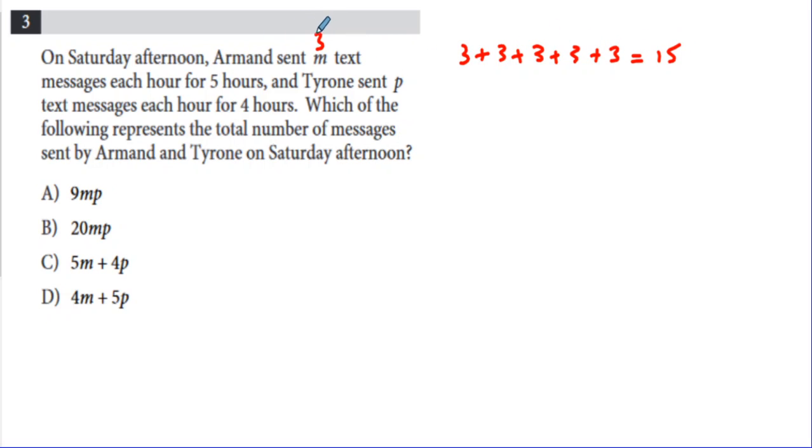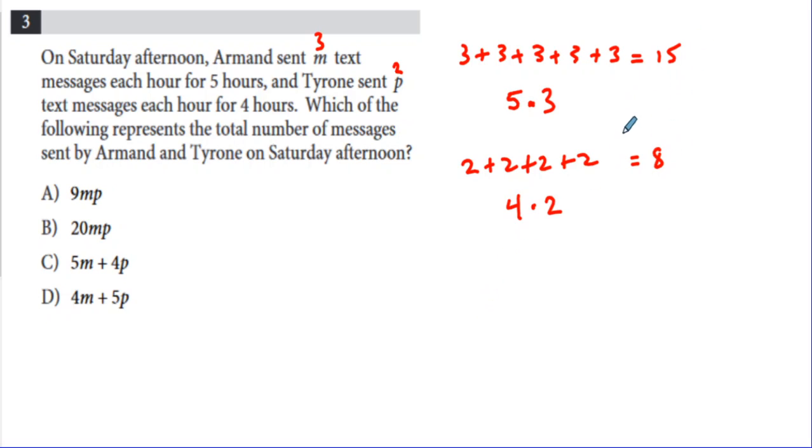So 3 plus 3 plus 3 plus 3 is 15, right? So it looks like an easier way to get that would just have been to do 3 times 5, right? So I can say if I take the number of hours times the fact that he sent 3 text messages, that's a good way to figure out how many Armand sent, right? I can do the same thing with Tyrone. If Tyrone is sending P messages every hour for 4 hours, and I'm going to say that he's sending 2 messages every hour, well, he's going to send 2 plus 2 plus 2 plus 2, right, which is 8. And in the same way, 4 times 2, right, those numbers, I can just multiply those together. So I could do this instead as 4 hours times the fact that he's sending 2 messages an hour, right?